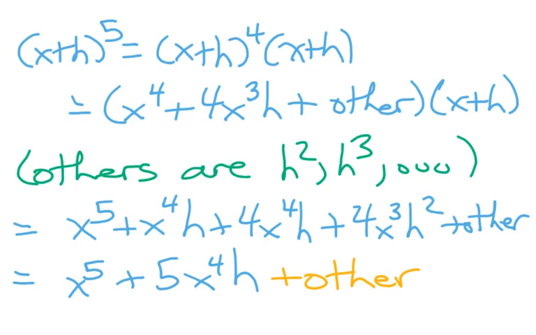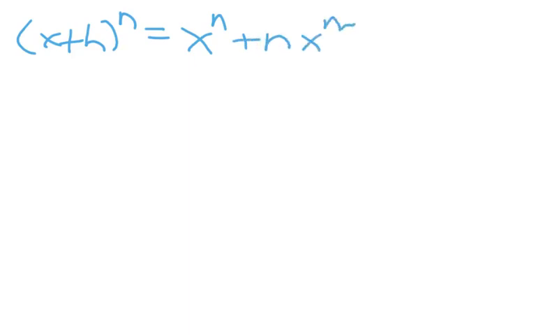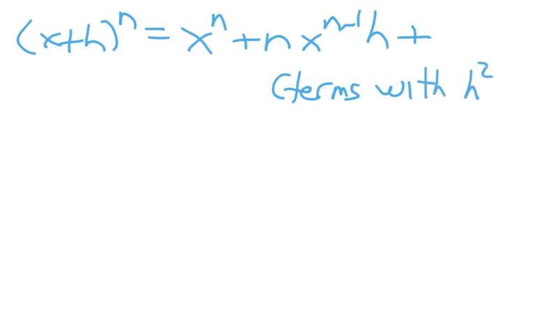All right, and so we can notice that in general, if you believe this pattern, that x plus h to the n is equal to x to the n plus n times x to the n minus 1 h plus, again, terms with h squared or higher.